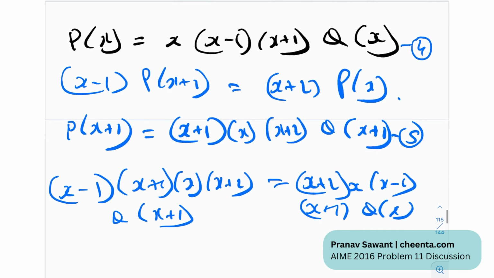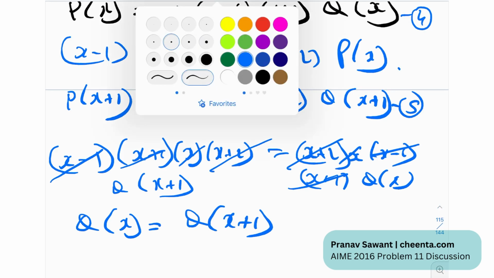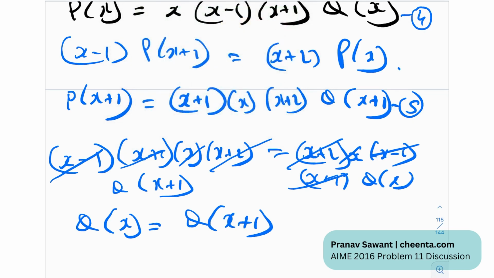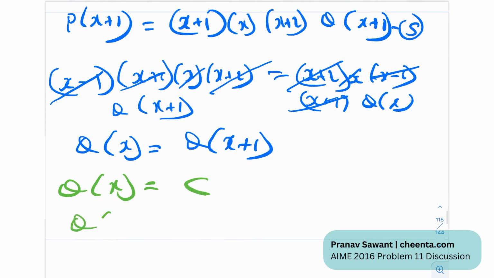Let's just see if we can cut certain terms over here. These and these get cancelled, and x plus 1 also gets cancelled. Essentially we see that q(x) is equal to q(x plus 1), right? Now what can we say about this? Over here I can instantly conclude that q(x) is a constant, q(x) is c. And why is that? Because q(x) cannot be periodic. A polynomial cannot be periodic, since it's a polynomial.